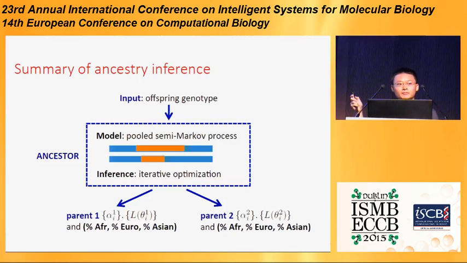So just to recap the algorithm part, we take as input just the offspring's genotype. Our algorithm Ancestor has two components. The modeling component uses the semi-Markov process. The inference component uses this iterative optimization. What's important is the output of the algorithm. The output is that we have for each parent this set of parameters corresponding to the mosaic patterns, the parameters coming from the semi-Markov process. And in particular, from these parameters, we can learn, let's say, the global genomic ancestries of this individual: the fraction of her genome that comes from African, European, or Asian ancestries for each of the parents.